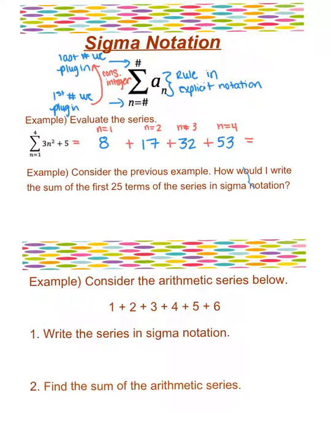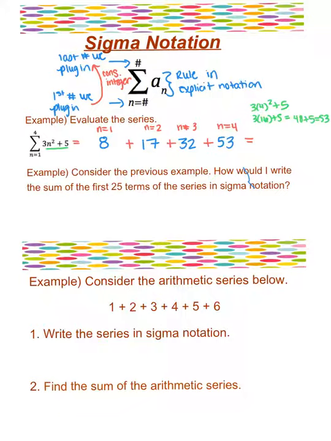If you wanted to see just one of those, let's plug in the 4. If I plug in the 4, I would have 3 times 4 squared plus 5, just so you can see I'm plugging the value right into my rule. 4 squared is 16, and 3 times 16 is 48, plus the 5, and that's where I'm getting that 53 from.